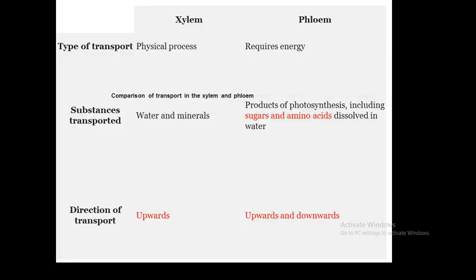The difference between xylem and phloem. The xylem is a physical process, and the phloem requires energy. The substances transported in the xylem are water and minerals, while in the phloem they are sugar and amino acids. The direction of transport in the xylem is upwards, while in the phloem it is upwards and downwards.